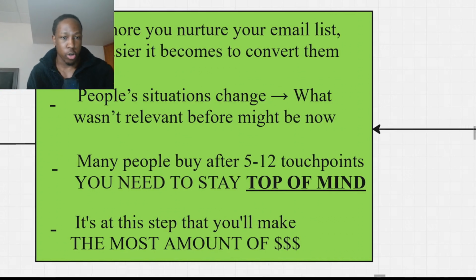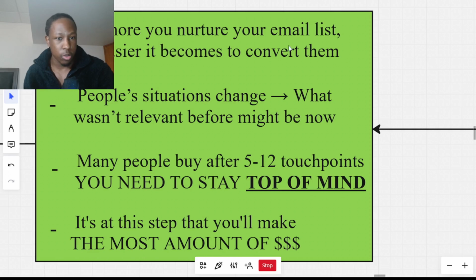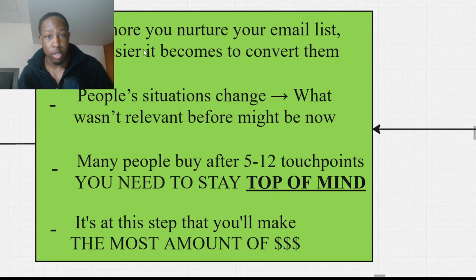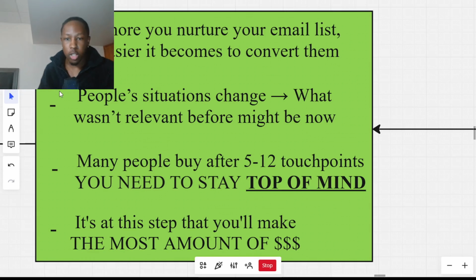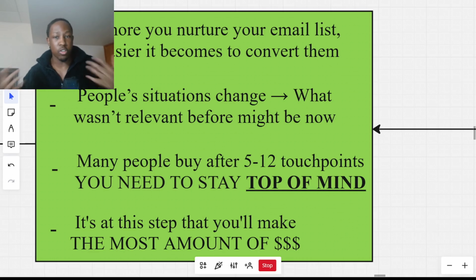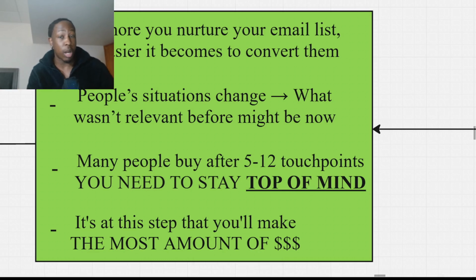So the more you nurture your email list, the easier it becomes for you to convert them. The more you interact with them and you give them some good value and some credibility, trust, connection, well, the more they're going to engage with the idea of working with you, okay? Also, people's situations change. What wasn't relevant for them before might be now. Maybe before they were still not ready to buy your program and now they have the capital to do so, or they just weren't ready to invest, let's say if you're an Amazon FBA coach, into something that will give them the financial freedom yet, but they were still subscribed to your email list.